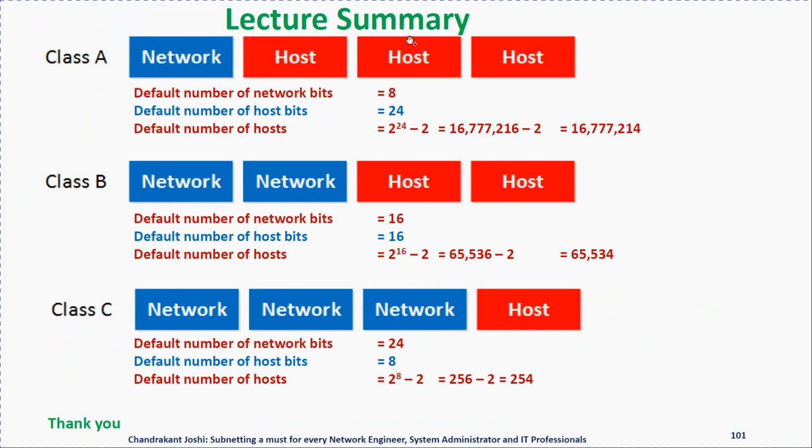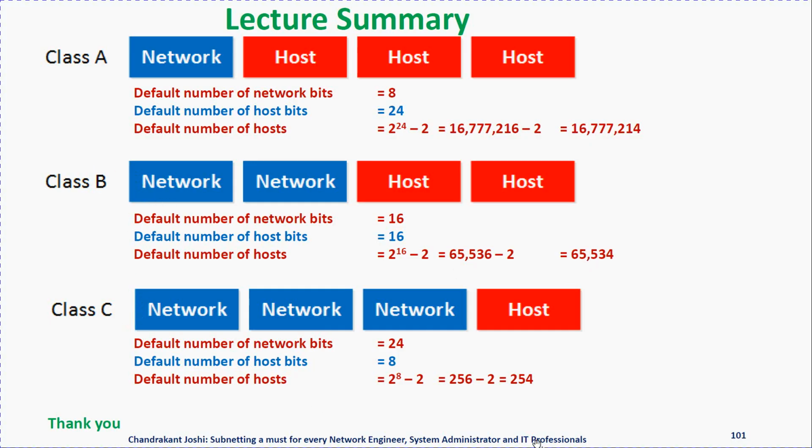Okay, let us see the lecture summary. So we saw class A structure, network host host host, and then we know that the first 8 bits are for the network portion, the remaining 24 bits are for the host portion. Then we found the default number of hosts in this particular default subnet by this formula, and it comes to over 16 million. Likewise for class B, the structure is network network host host. So first 16 bits for the network portion, the last 16 bits for the host portion, and based on the formula we get over 65,000 hosts per subnet in class B.